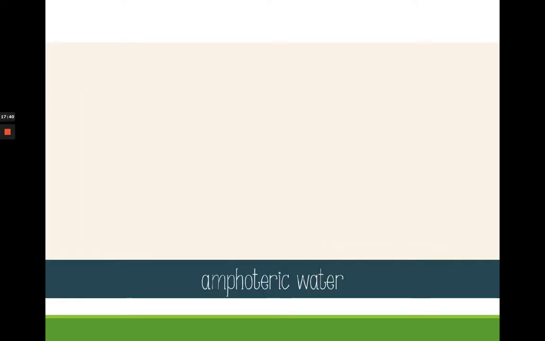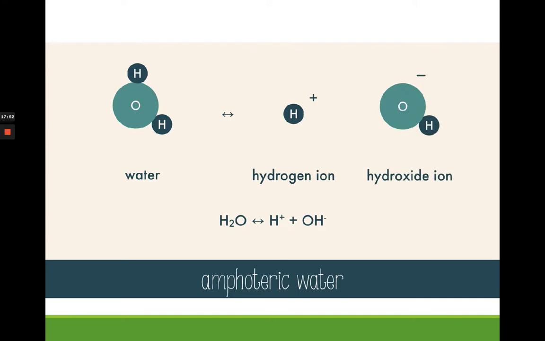Water is incredibly special for many reasons, and one of those is that it's amphoteric. It's able to act as both an acid and a base. If you break off one of the hydrogen atoms, you get a hydrogen ion and a hydroxide ion. The hydrogen ion would imply that water is an acid, and the hydroxide would imply that water is a base. And the truth is, it's both.